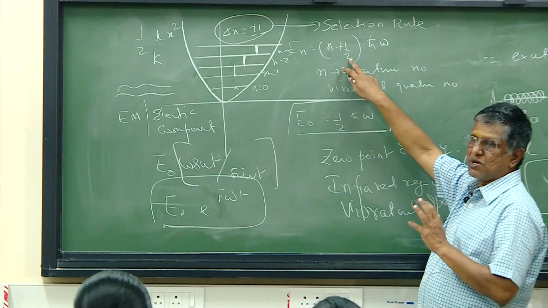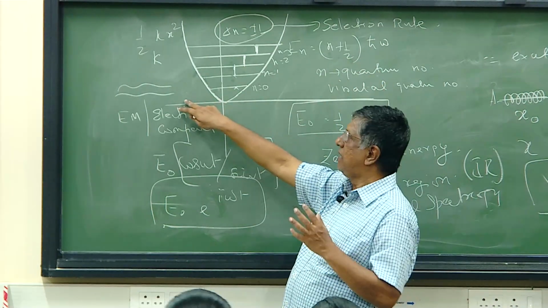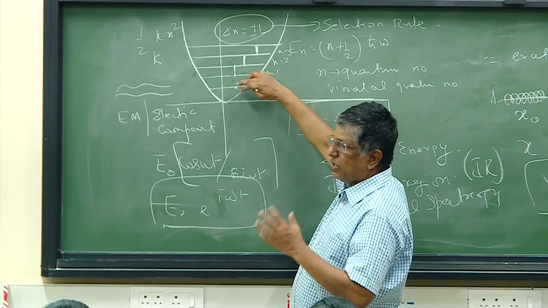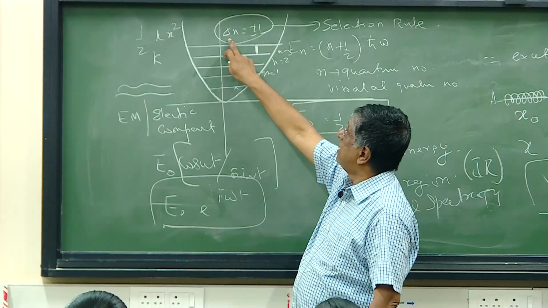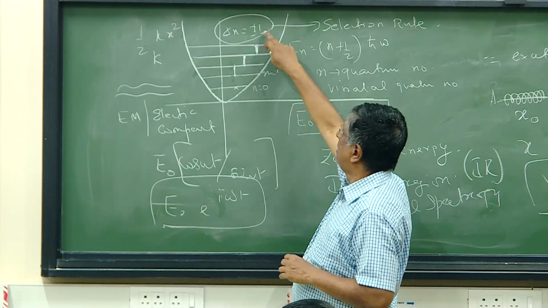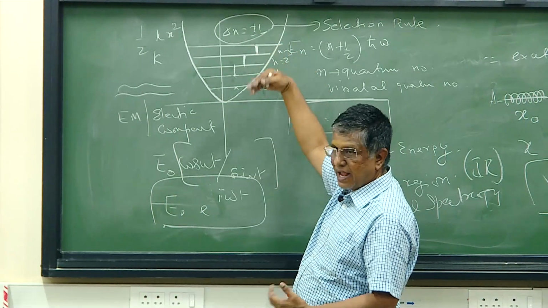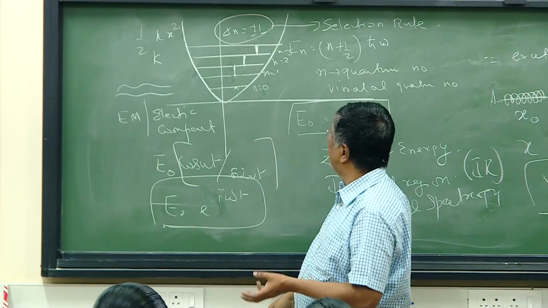This is the general expression. When I shine light, it interacts with the electric component of the electromagnetic radiation, and the molecule in the ground state will go to the first excited state, because delta n is plus or minus 1. That's a selection rule. And then they don't want to be in the excited state, they will relax back. Therefore, they get de-excited. So, therefore, you will observe energy.